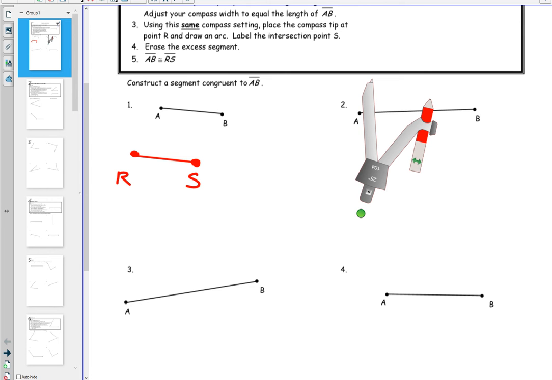So now if you were to get your ruler and use the measuring components of your ruler to measure the distance between A and B, it should be the exact same as the distance between R and S. Yeah, that looks the same.